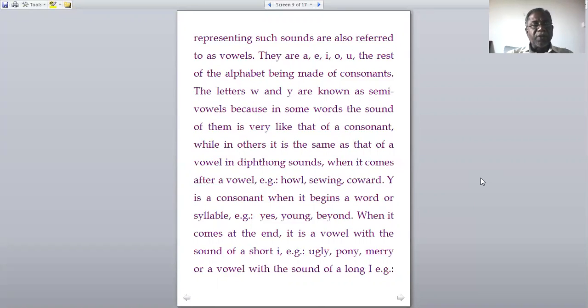When it comes after a vowel, for example, owl, sewing, covered, we should not say howl, H-O-W-L. Some will say howl. No, W is here a semi-vowel, so we should say owl. Sewing, covered. That W, we should not give more stress there. Only an off sound, only semi, that means off. So owl, sewing, cover.